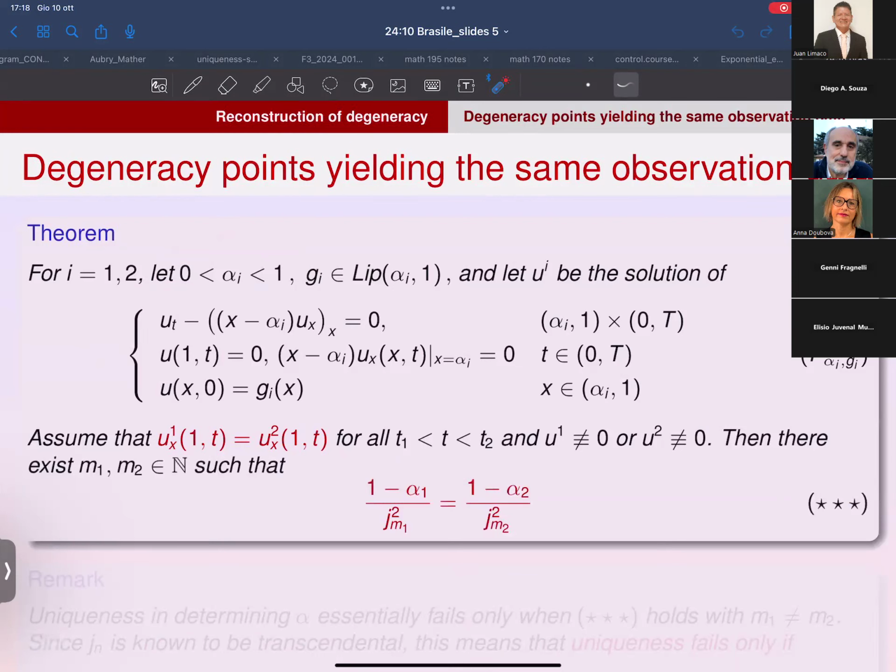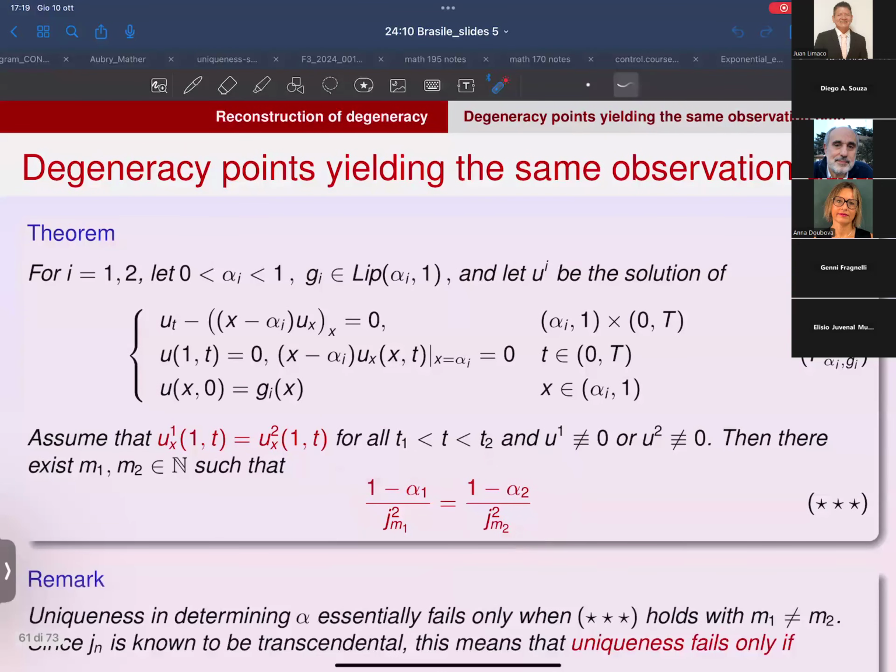But what you can say is that even if they are different, they cannot be just any values. There must exist integers m1 and m2 such that this identity is satisfied, where the j_m are, again, zeros of the Bessel function. So they must satisfy an equation of this kind. Of course, when they are the same, this is easy to satisfy, but even when alpha 1 is different from alpha 2, it's still constrained to satisfy an algebraic equation of this sort.